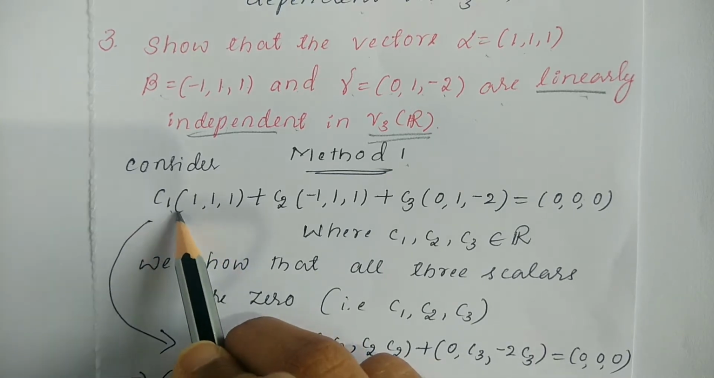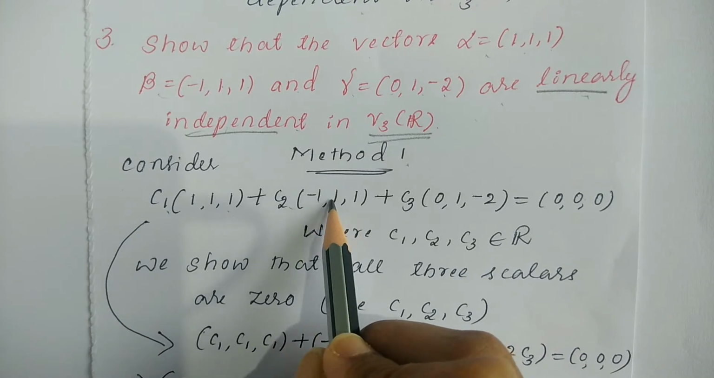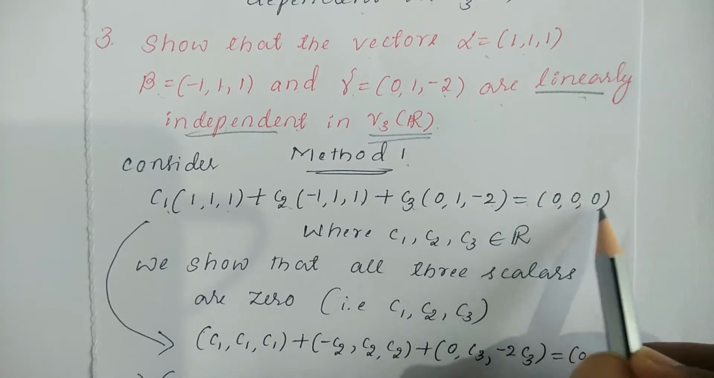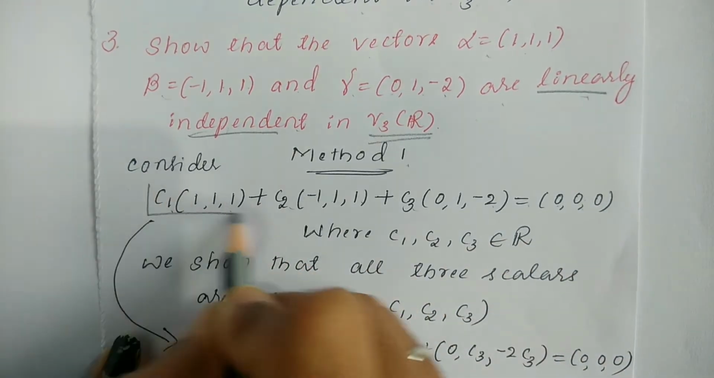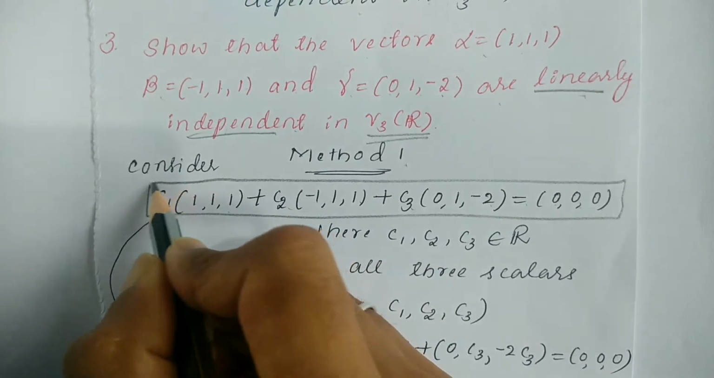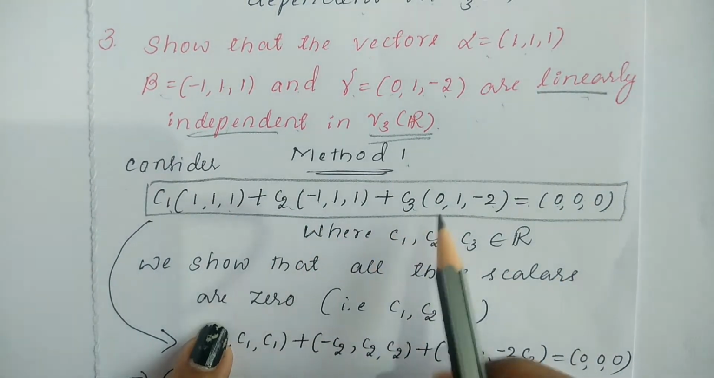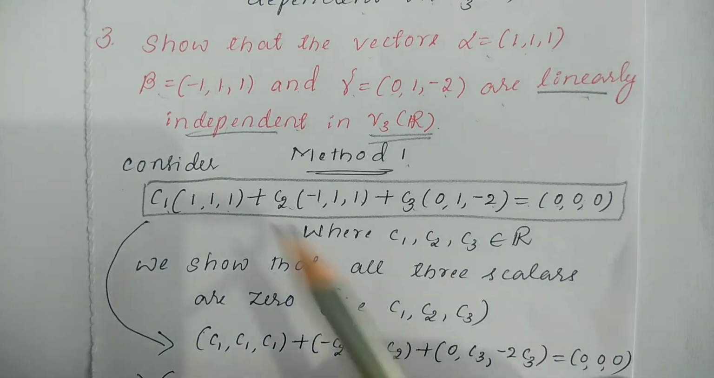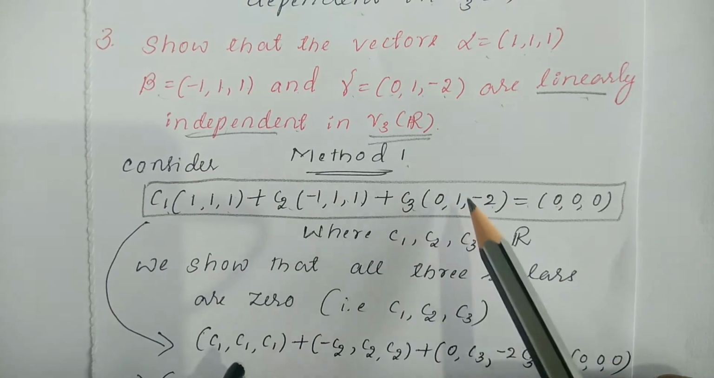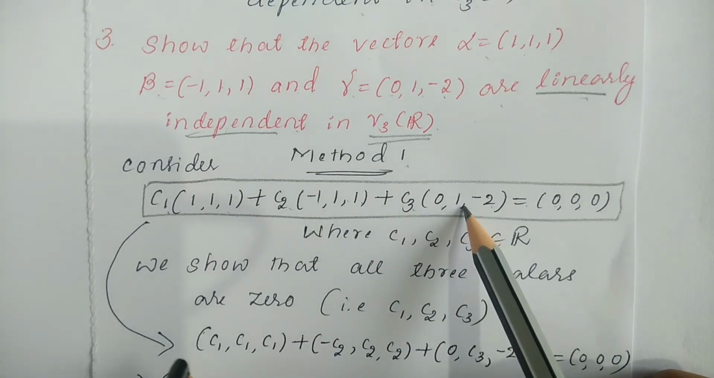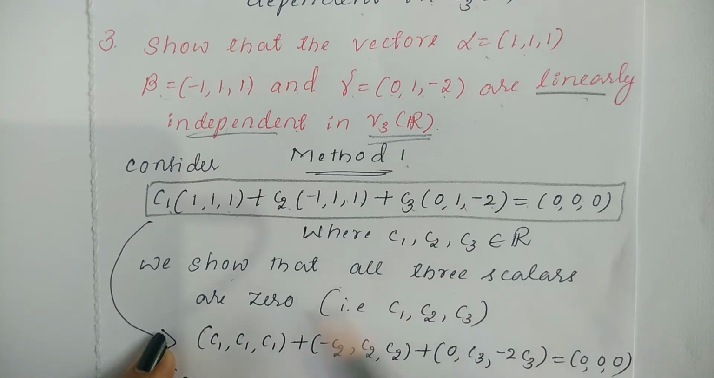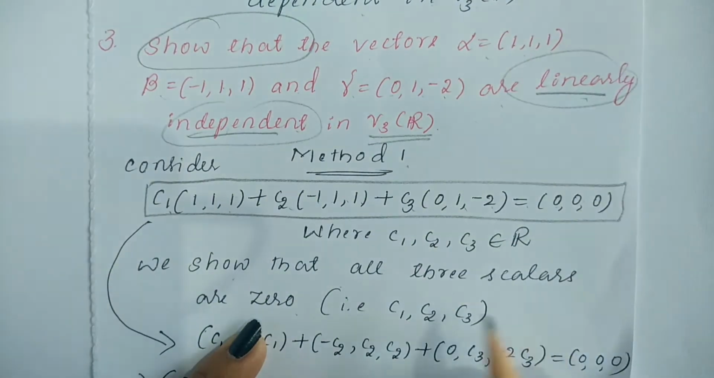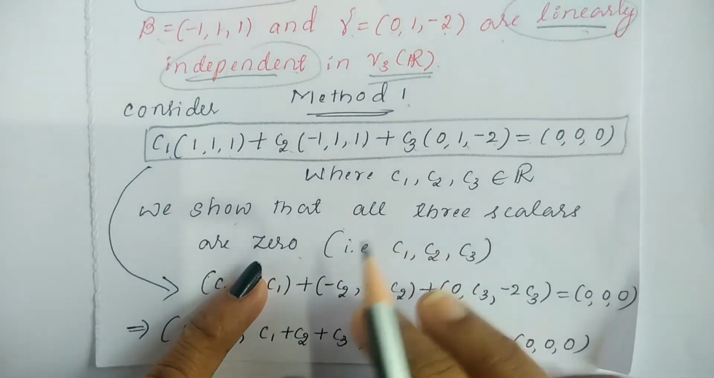Now, C1 into (1, 1, 1) plus C2 into (-1, 1, 1) plus C3 into (0, 1, -2) is equal to (0, 0, 0). Consider this linear combination. This is the first step. If we get all the scalars C1, C2, C3 equal to 0, then we say that this set of vectors (1, 1, 1), (-1, 1, 1) and (0, 1, -2) is linearly independent. Since we have to show linear independence, we have to show all three scalars are 0.